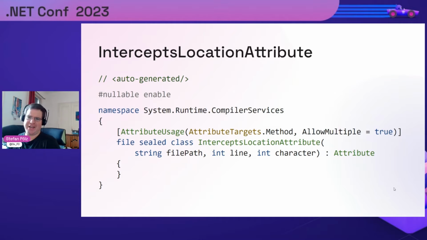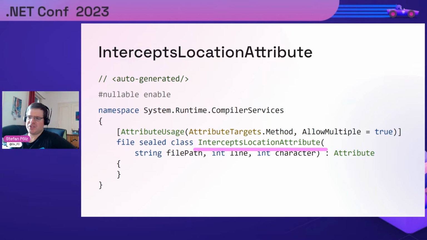So I mentioned this attribute. The anatomy of an interceptor is that it is basically a method that is attributed with this attribute, the InterceptsLocation attribute. Since interceptors are an experimental feature, this attribute does not exist in the BCL yet, because once it is in the BCL, it basically needs to be there forever. It's really hard to deprecate or even remove types from the BCL.